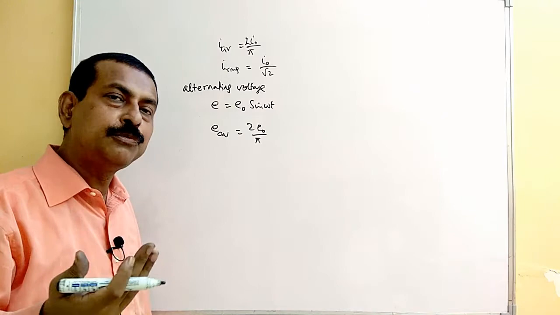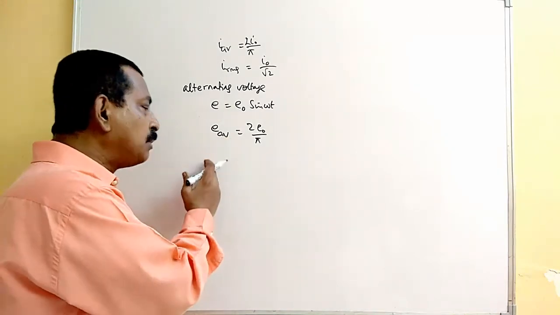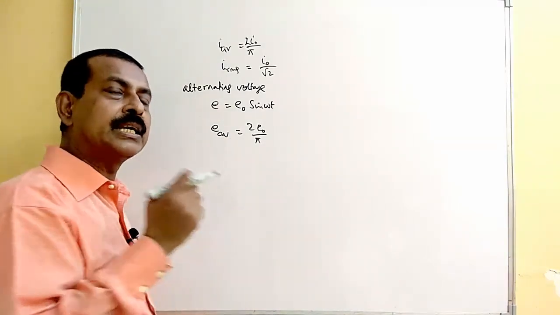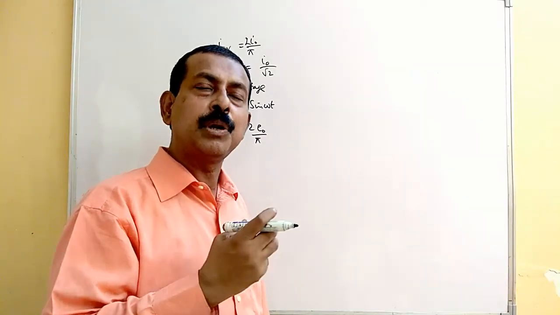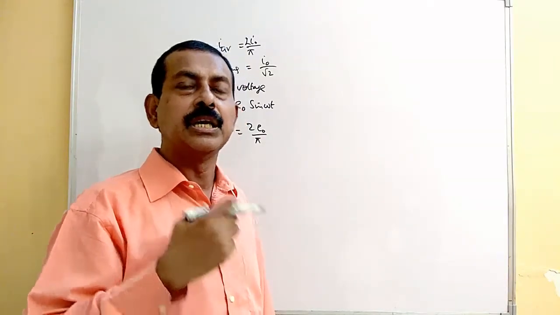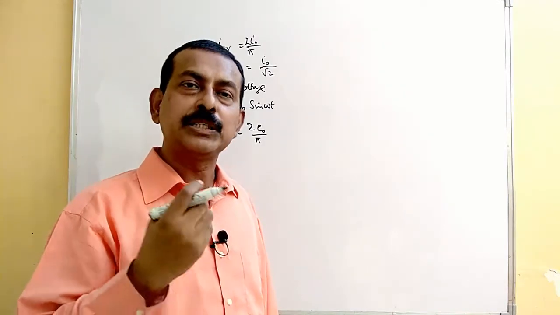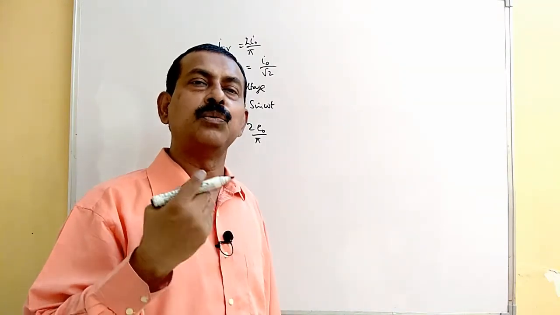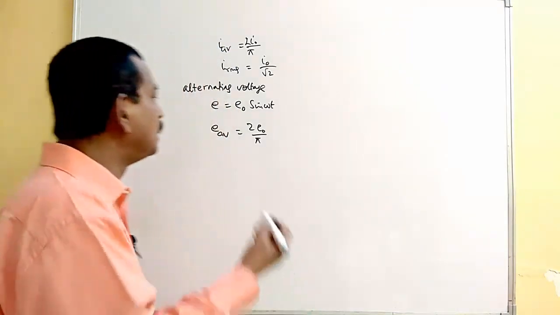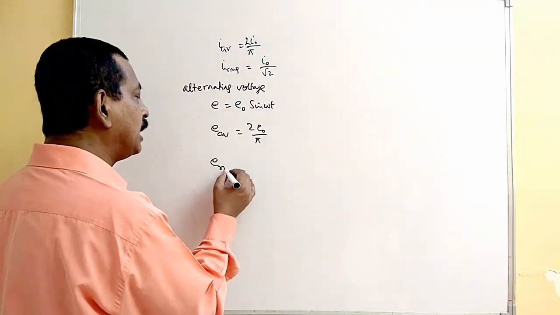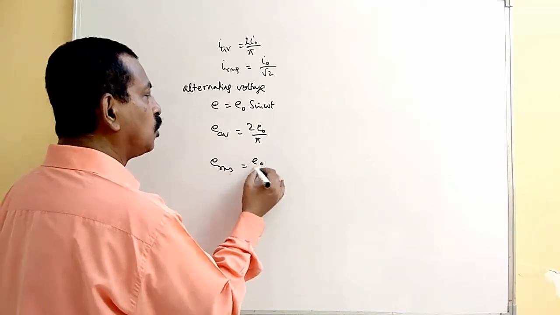Similarly, if you have to define RMS voltage, in that case we can say that it is the constant voltage which produces the same amount of heat in a given resistor in the same duration of time as produced by the alternating voltage in one full cycle. There also, if you derive, you will get the expression for E RMS as E naught by root 2.